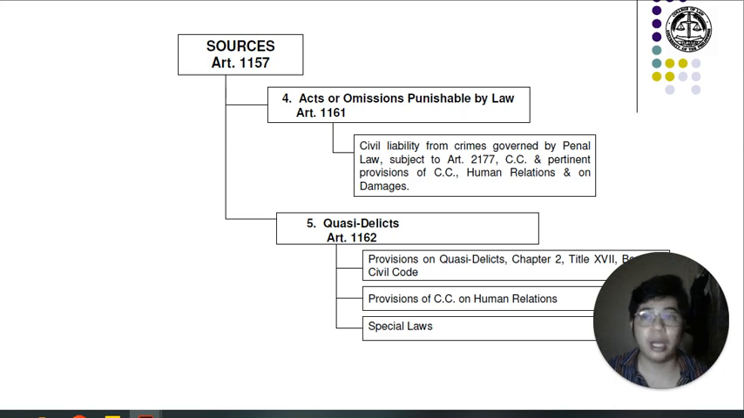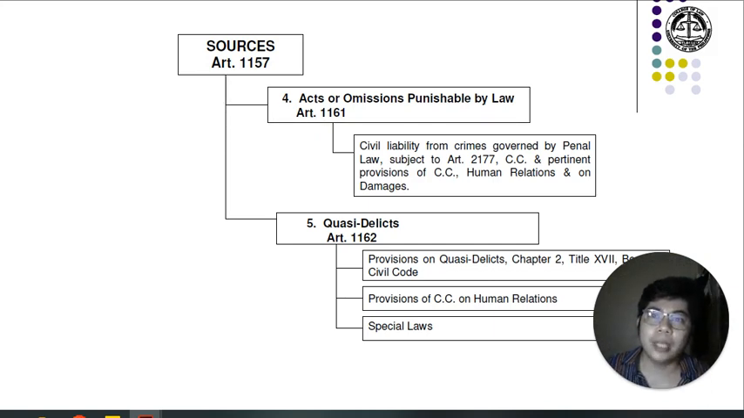We define contract in accordance to Article 1305. So Article 1305 states that a contract is a meeting of minds between two persons whereby one binds himself with respect to the other to give something or to render some service.